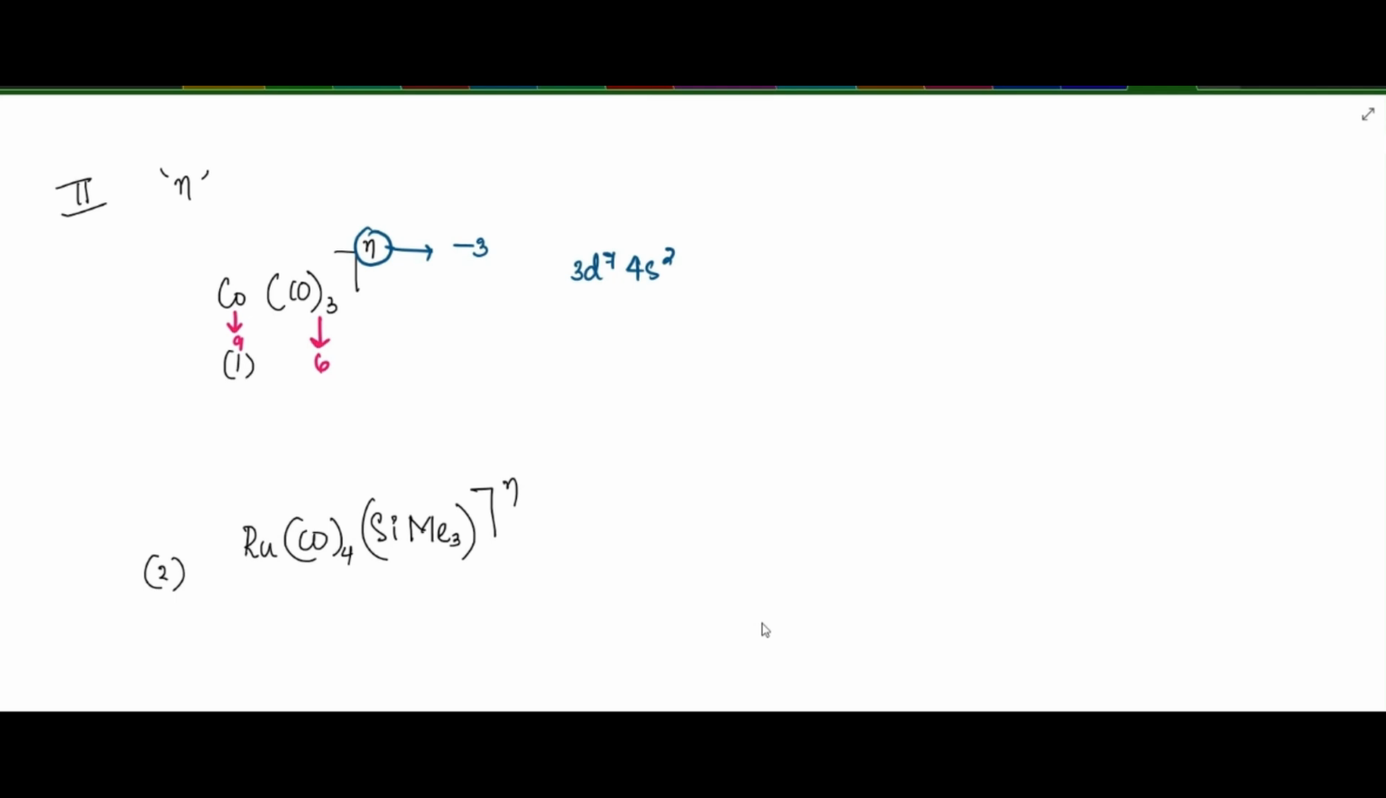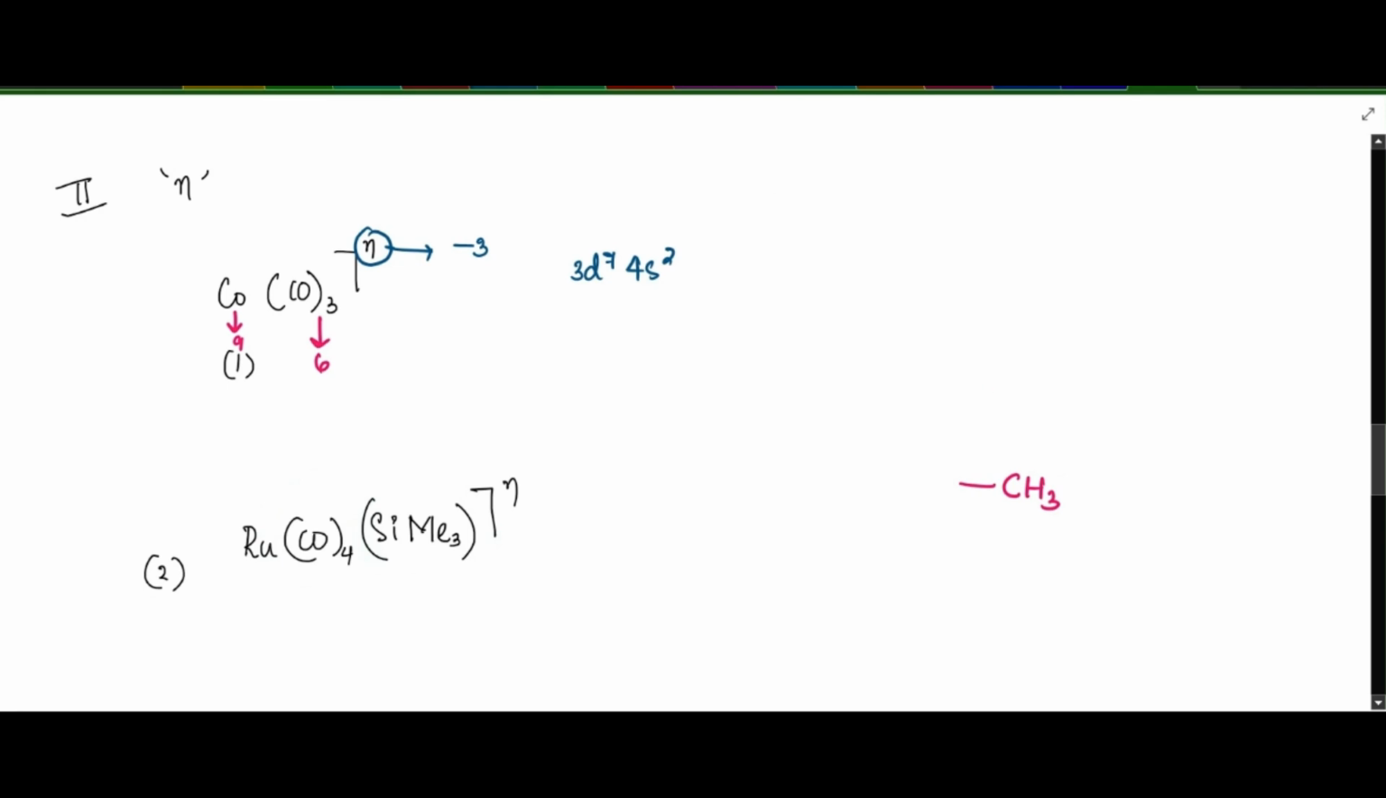You have ruthenium in the system. Iron, ruthenium, osmium. Iron is 3d6 4s2, but ruthenium will be 4d6 5s2. Right? Now, what is this ligand which is given over here? Carbon is familiar. You have SiMe thrice. So don't worry, just like you have CH3, methyl.